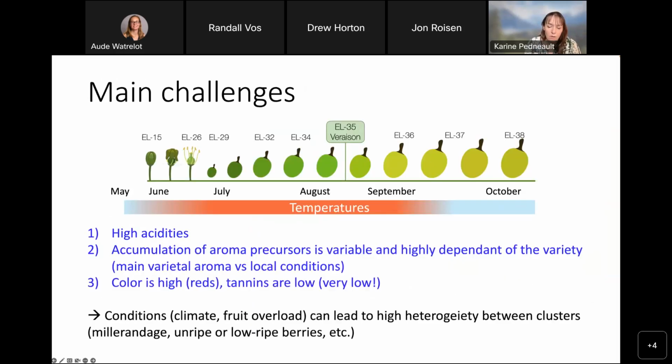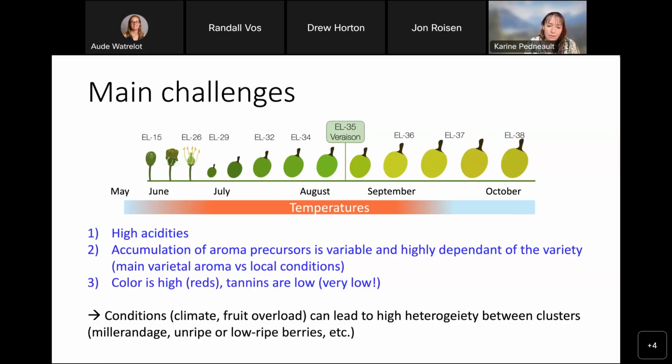The main challenges, of course, are high acidities and the accumulation of varietal aroma, which can be quite variable depending on the variety and depending on the conditions. Also, we have high color and low tannins, as I mentioned a little bit earlier.